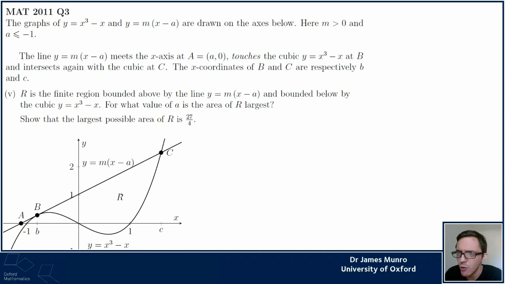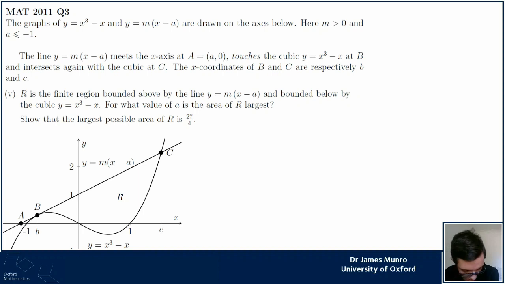They ask us for what value of a is the area of R largest, and I don't know if they're expecting me to do that with some sort of geometric argument, or whether they're expecting me to do that by just calculating the value of R. Later in the question, show that the largest possible area of R is 2704, makes it sound like I should just find the area of R.